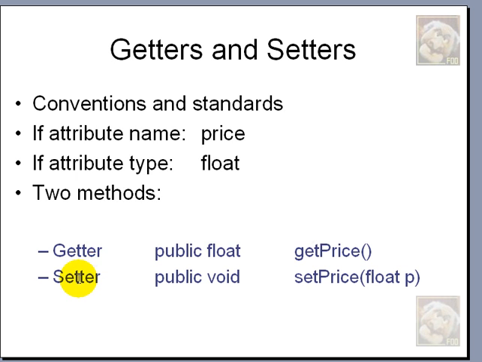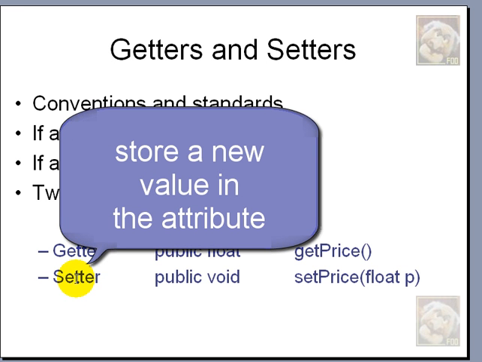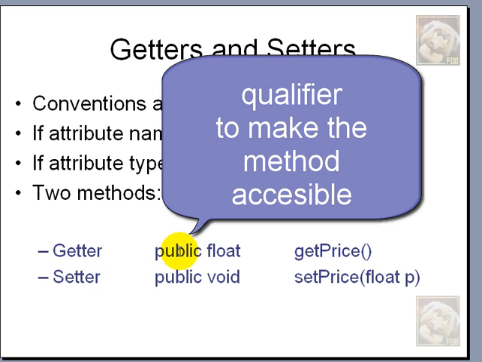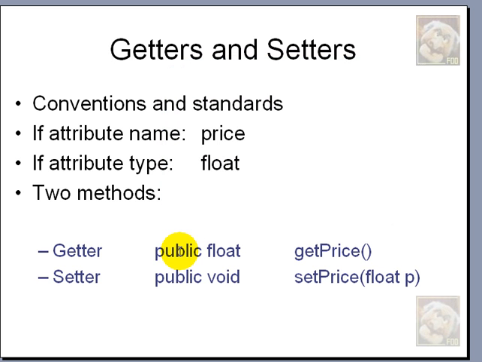The purpose of the setter method is to allow the public to send a new value to be stored in the price attribute, thus replacing the previous value. So getter is to read, setter is to write. Now both methods need to be public. That is, although they reside inside an object, they can be called from the outside. They are like a door or a window from the inside to the outside.